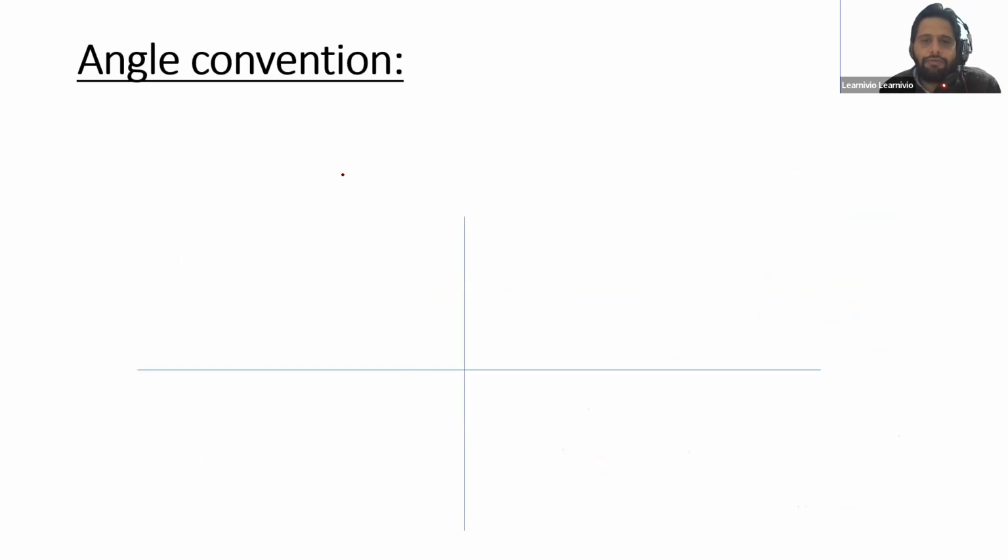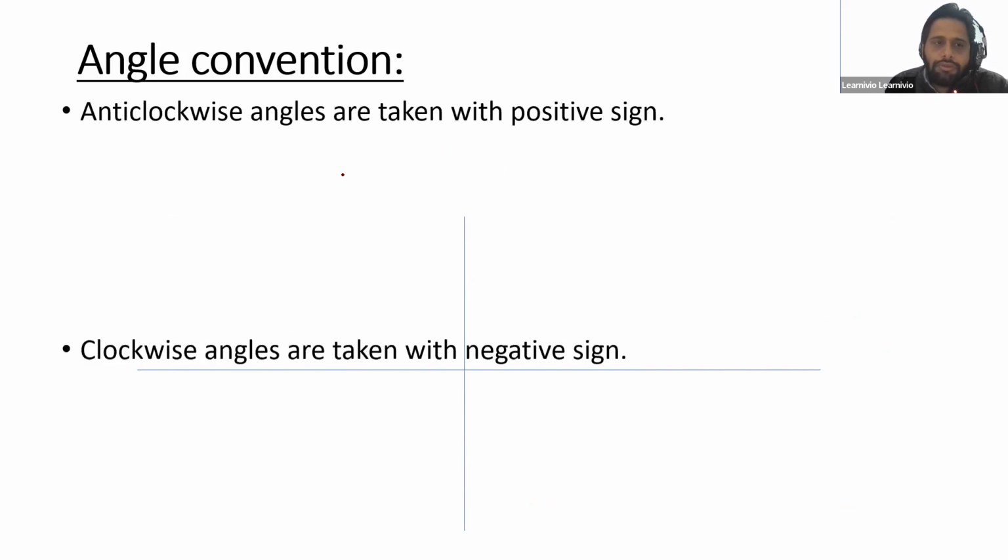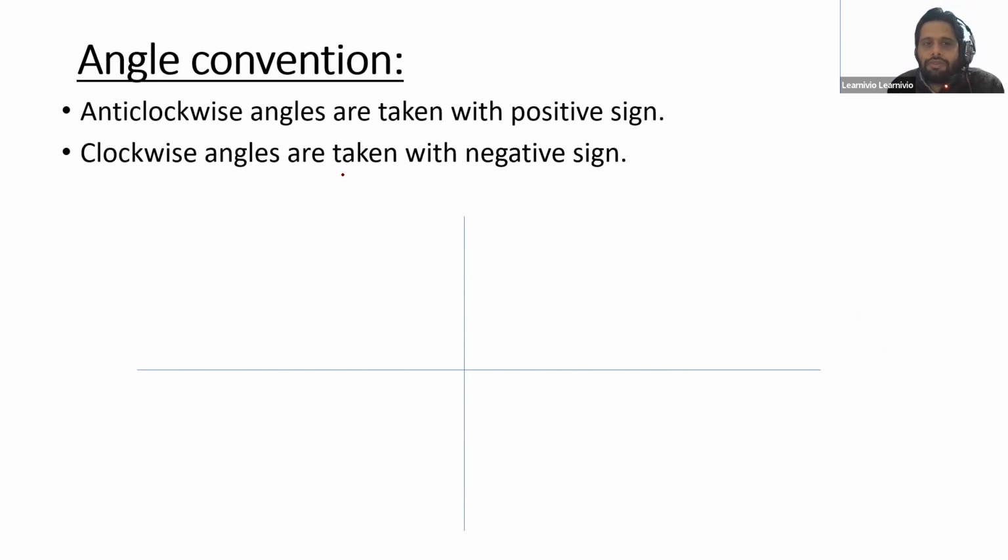Next is angle convention, which we have just discussed: if the angle is measured in clockwise direction, it will be taken as negative, and anti-clockwise, it will be taken as positive. So you can note down the statement from here. Anti-clockwise angles are taken with positive sign. Clockwise angles are taken with negative sign.